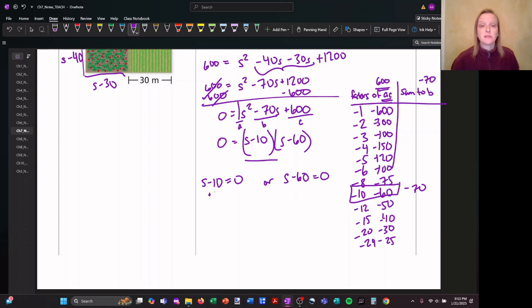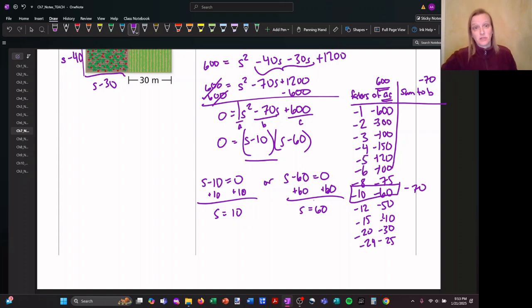And so solving for S, here I can add 10 to both sides of the equation, and I get S equals 10. Looking at the other equation, I can add 60 to both sides of the equation, and I get S equals 60. So, does this question have two answers? This question does not have two answers.